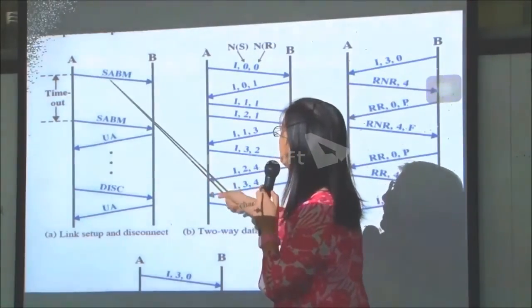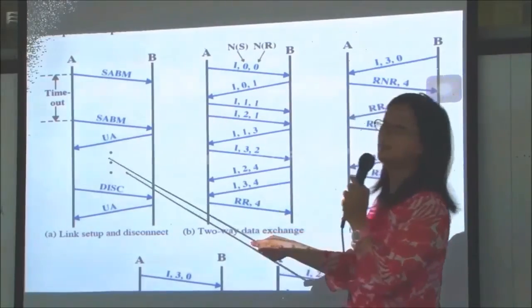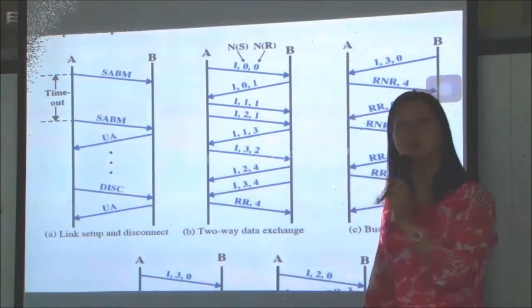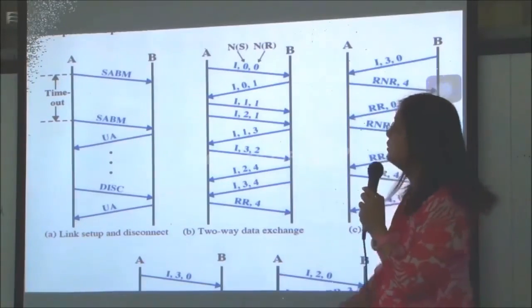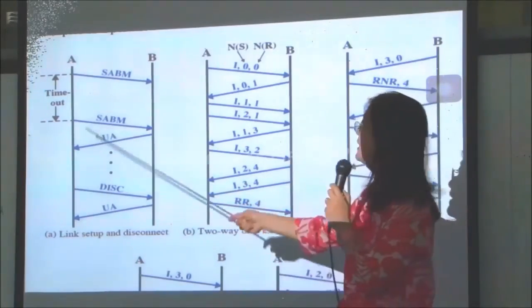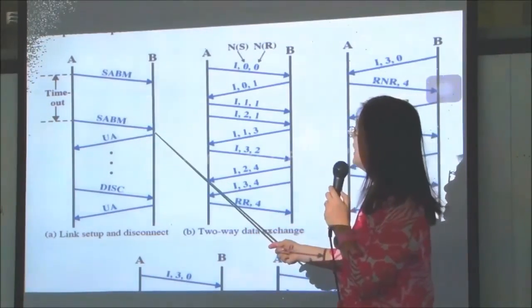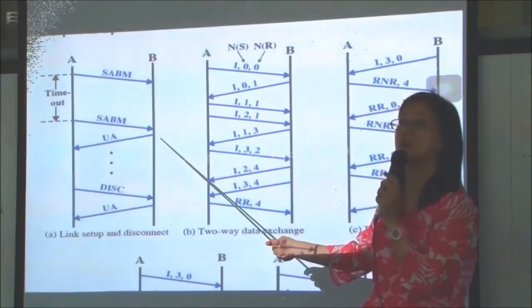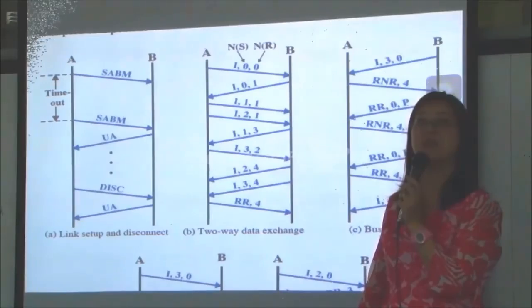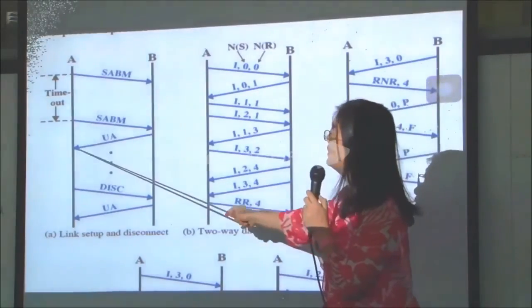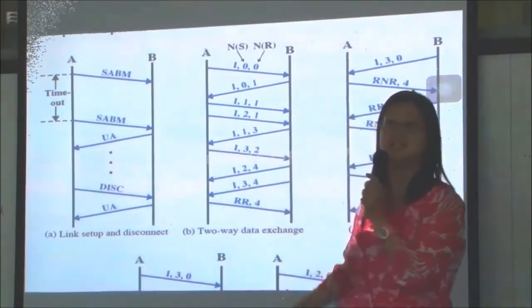Okay, so this one is set asynchronous balance mode to B, and B sends nothing back for a while, okay? A waits and waits and waits. A is waiting and nothing comes back until time out. So A resends the set asynchronous balance mode again to B. Okay. Now B receives it correctly and B wants to accept the call, so B sends UA, unnumbered acknowledgement. So the call is connected now. Okay, so now both sides can send the data.